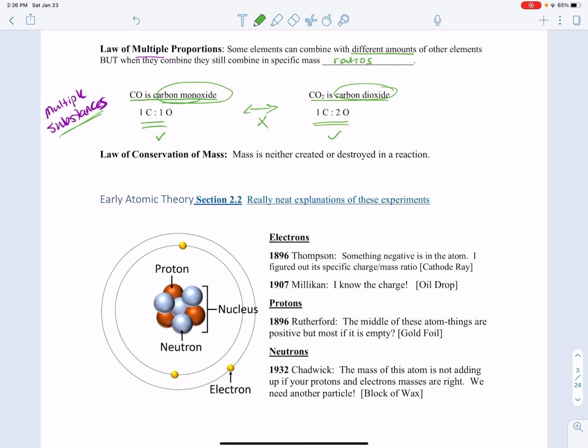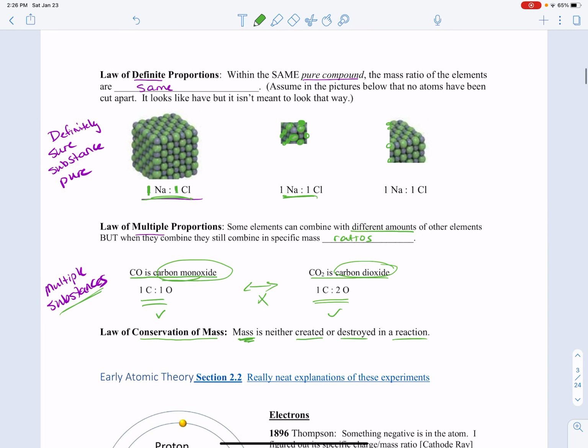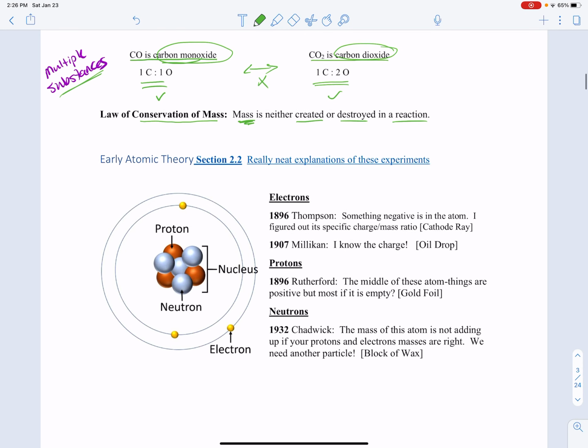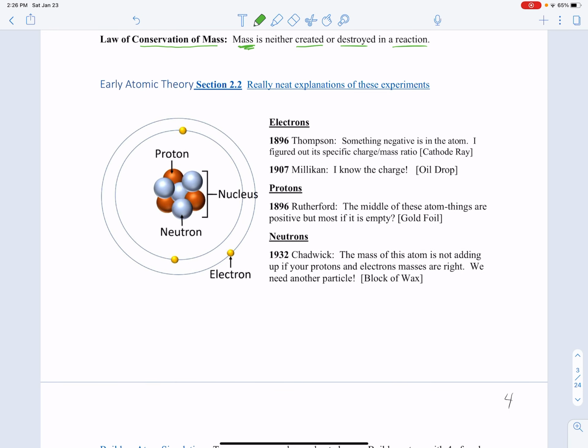And again, an implication of the law of conservation of mass is that mass is neither created nor destroyed in a reaction. So the laws that you need to be aware of are definite proportion, multiple proportion, conservation of mass, and conservation of matter.